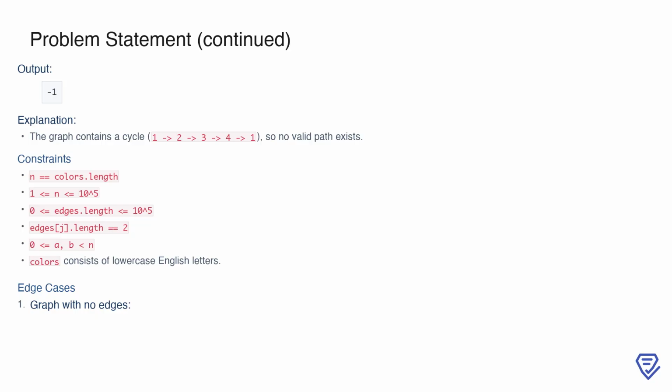Considering edge cases, if the graph has no edges, such as colors equals "abc" and edges equals empty, then each node is isolated, and the largest color value is simply 1, as each node is its own path. For a graph with a single node, like colors equals "x" and edges equals empty, the result is also 1 because there are no edges, and the node itself forms the path.